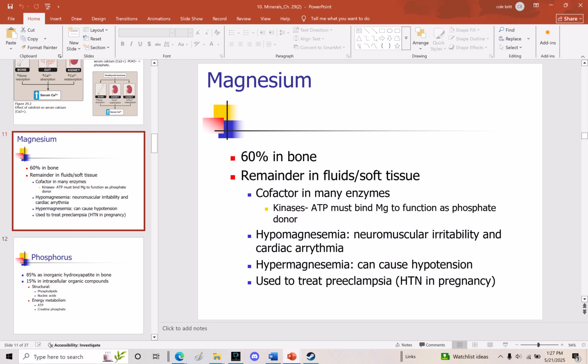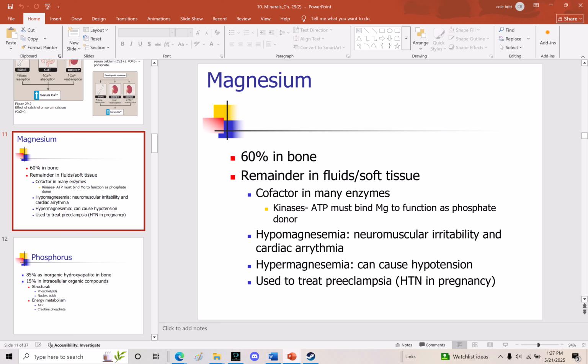I don't know why they don't use it for other people who have hypertension in general, but I know they use it for preeclampsia. So women with preeclampsia, hypertension during pregnancy, oftentimes it's treated by giving them high levels of magnesium. You don't have to know the mechanism, I'm just telling you why or how it's happening, but you do need to know the toxicity, cardiac arrhythmia, the deficiency, hypotension, and it's used to treat preeclampsia because it can cause hypotension.